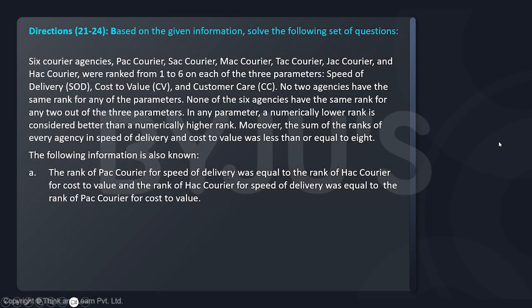So in this set, he says six courier agencies, Pack Courier, Sack Courier, Mac Courier, Tag, Jack, and Hack Courier were ranked from 1 to 6 on each of the 3 parameters: speed of delivery, cost to value, and customer care. No two agencies have the same rank for any of the parameters.